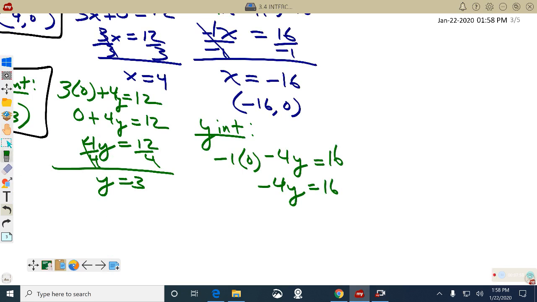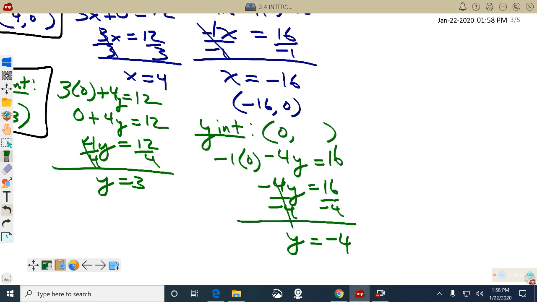Let's get y by itself now. Divide both sides by negative 4. Y then is negative 4. So my y-intercept then is, watch this, the x-coordinate, remember, is 0. The y is negative 4. Rocking and rolling.